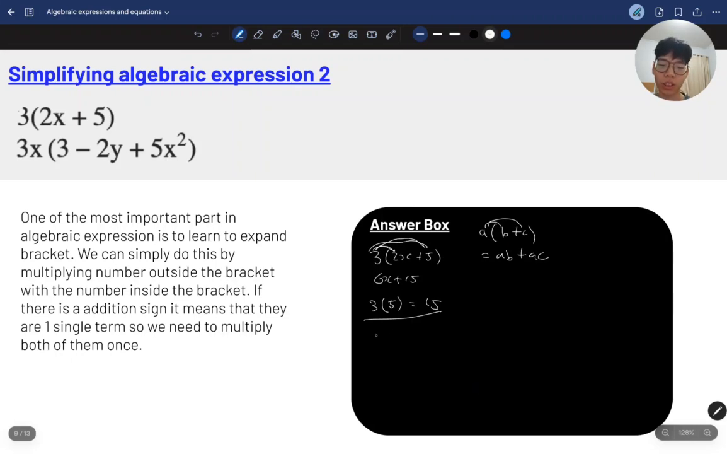Now, second question. 3 bracket x minus 2y plus 5x squared. Same thing. Even though there's 3 variables, we just do that 3 times. 3x minus 6xy plus 15x cubed. Simple as that.